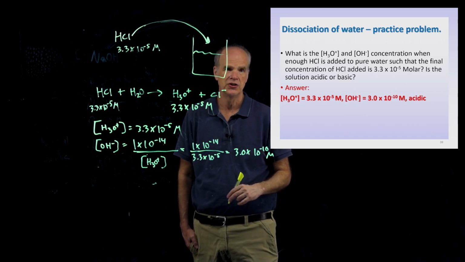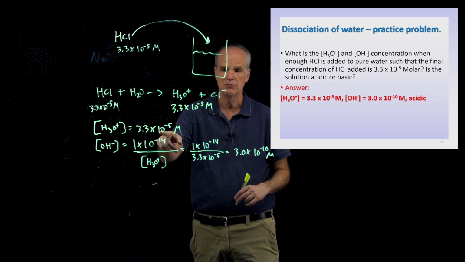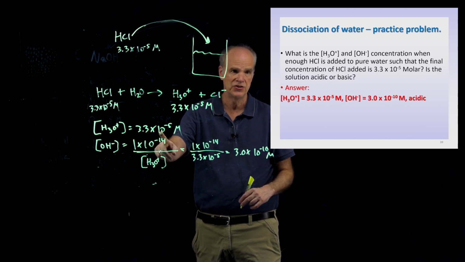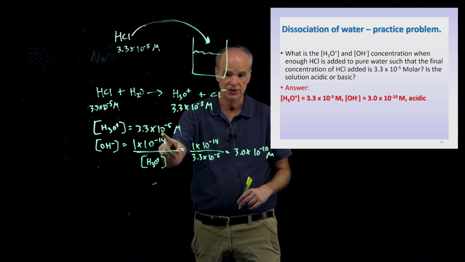So is this solution acidic or basic? Again, you look at the hydronium concentration. If this number is greater than 1 times 10 to the negative 7, it's acidic. This number is greater than 1 times 10 to the negative 7, so it's acidic.